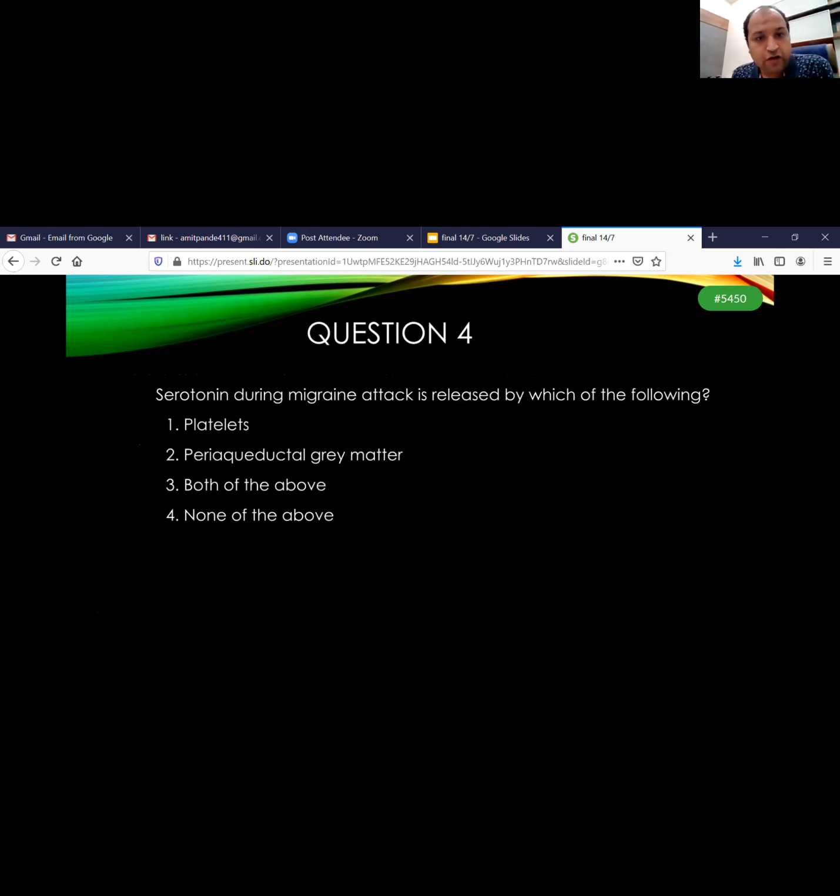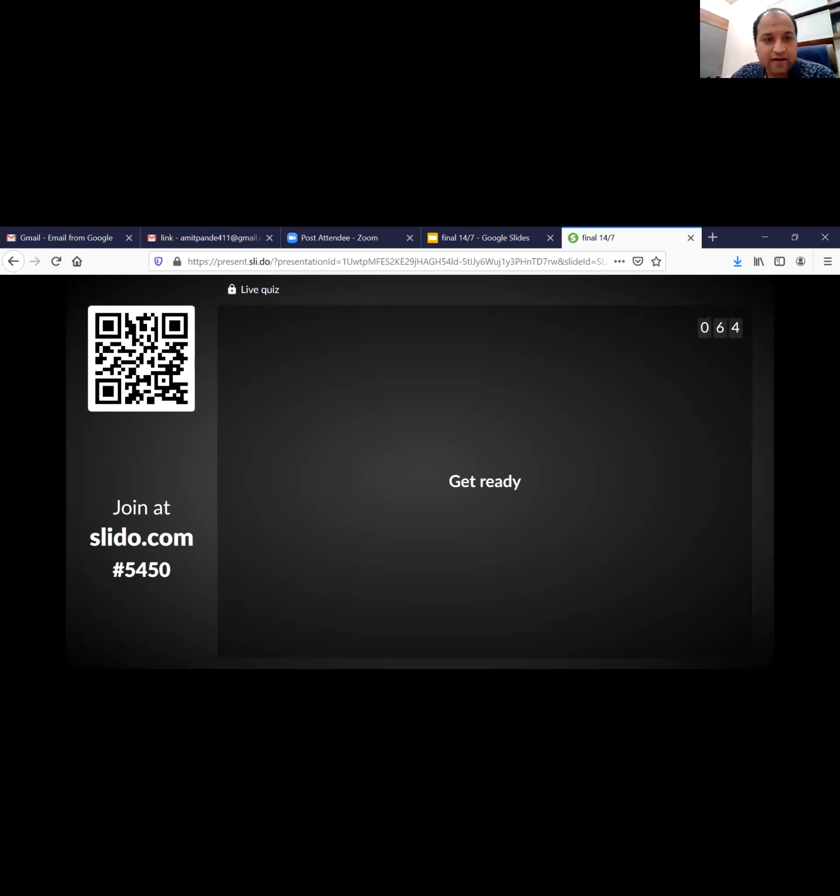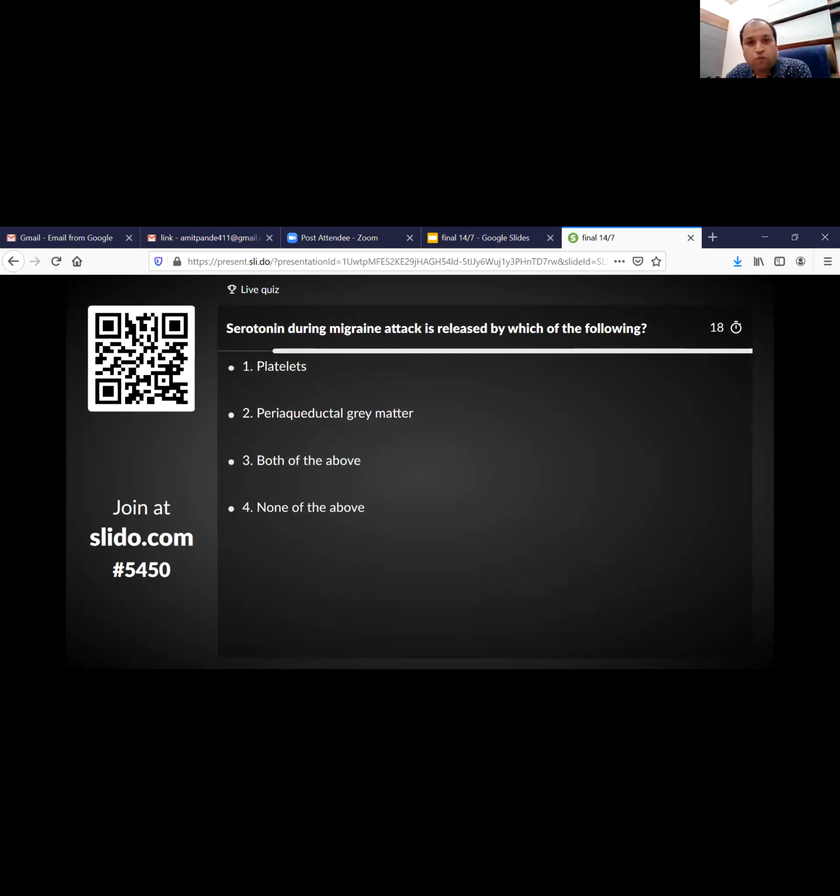So serotonin during migraine attack is released by which of the following? Is it platelets, the periaqueductal gray matter, both of the above, or none of the above? So this is your Slido slide. Get ready to vote on your mobile phones. So serotonin during migraine attack is released by which of the following?